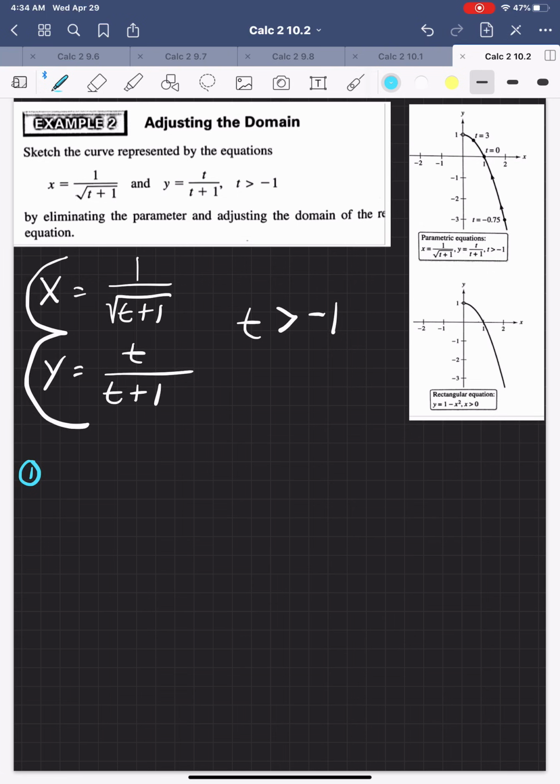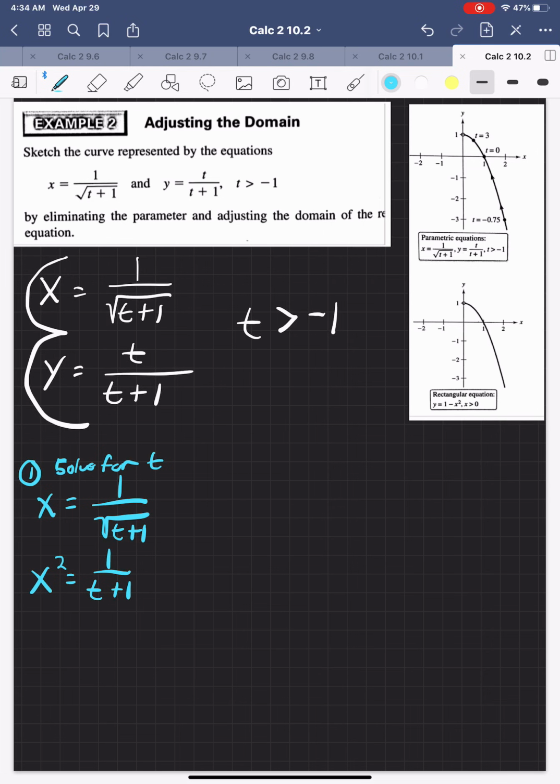So let's take x is equal to 1 over the square root of t plus 1. And what we're going to do is solve for t. All right, well, that's easy enough. I'm going to square both sides. So if I square the x, I'd now have x squared. If I square the 1, I'd still have 1. But if I square the square root of t plus 1, I would have 1 over t plus 1.